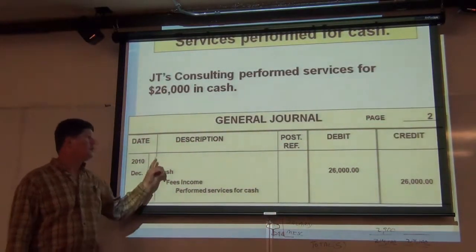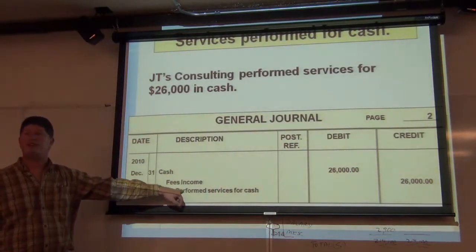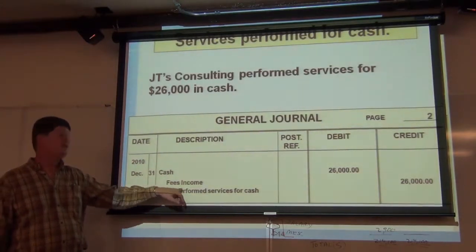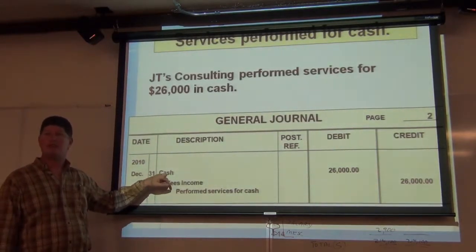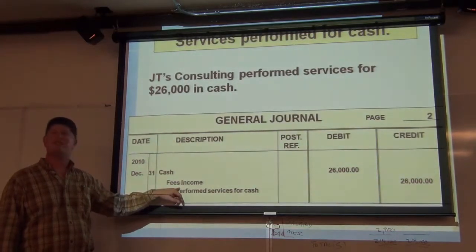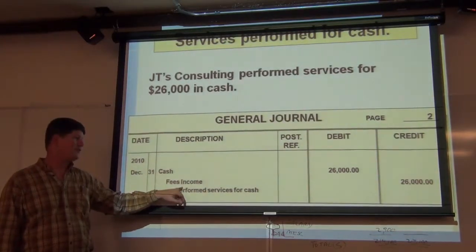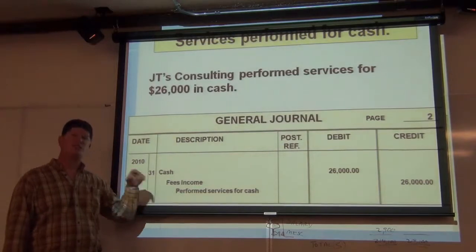Okay. Here we go. We provided a service. We invoiced somebody. So they paid us in cash: debit to cash, credit to fees income. Debit's always first. Credit to fees income. Performed services for cash.